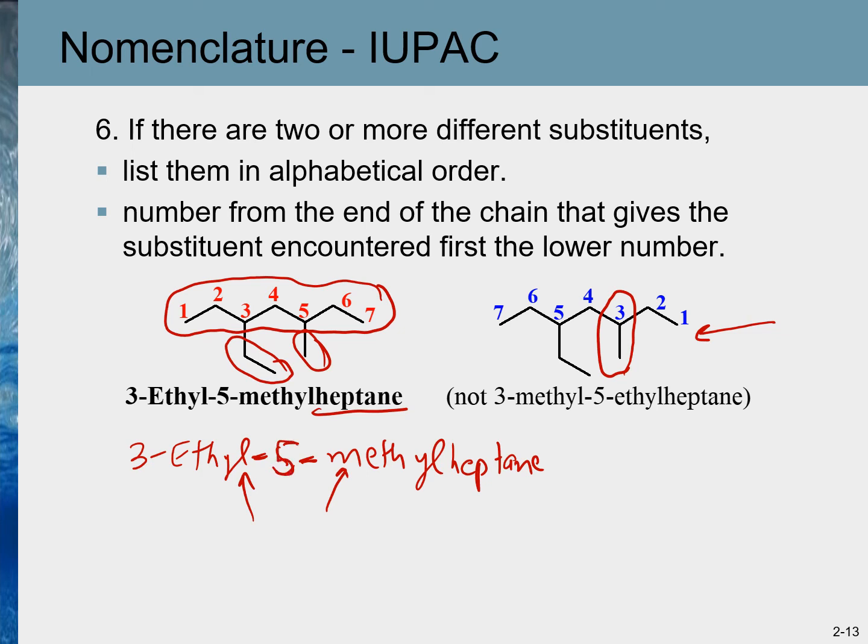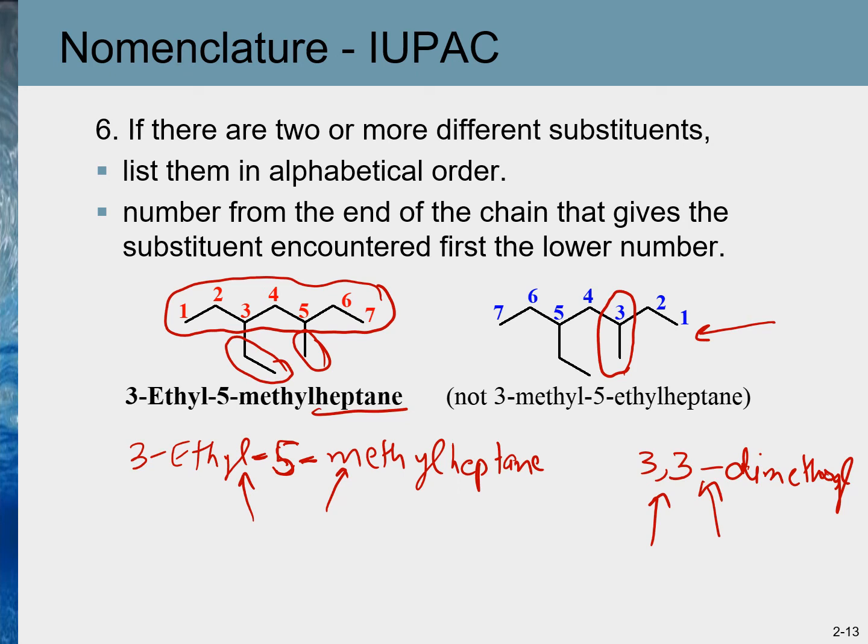And remember, we always use a hyphen between the alphabetical letter and the number, and we use commas between numbers and numbers. For example, if you're writing 3,3-dimethyl, we use a comma between numbers and we use a hyphen between number and letter.